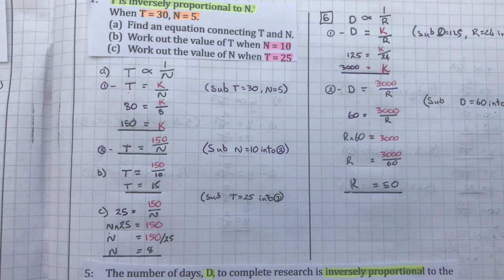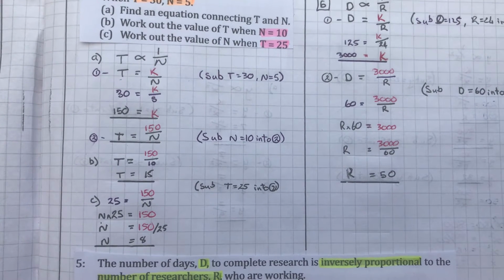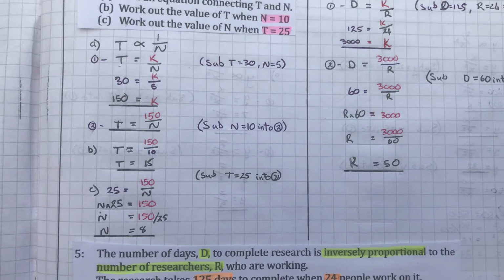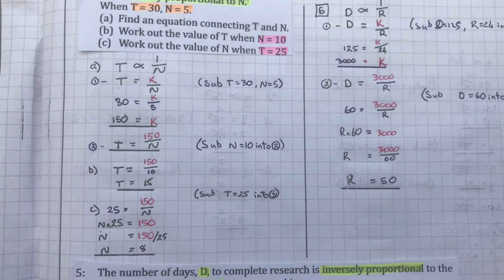And for C, when t is 25, I need to rearrange my equation a little bit here. I need to multiply both sides by n, then divide both sides by 25 to get a value of n of 8.